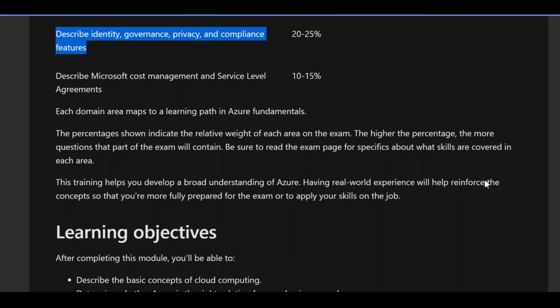After completing this module, you're able to describe the basic concepts of cloud computing, determine whether Azure is the right solution for your business needs, differentiate between the different methods of creating an Azure subscription. Prerequisites. You should be familiar with the basic computing concepts and terminology. Familiarity with cloud computing is helpful, but isn't necessary. Okay. What is cloud computing?